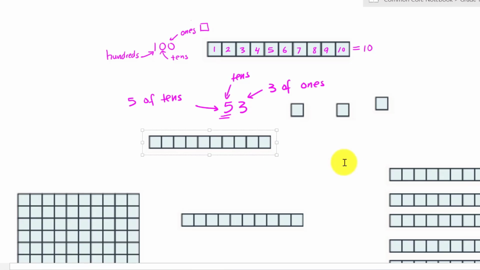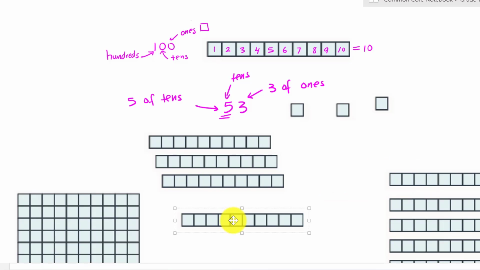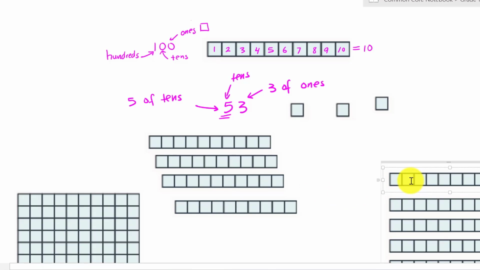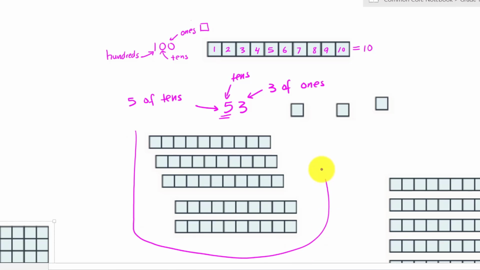So we have 1, we have 2 here, we have 3 here, and we have 4 here, and lastly we have 5. So there you go. This represents 5 tens. 1, 2, 3, 4, 5. And this represents 3 ones. 1, 2, 3. So over here, if we count this, 10, another 10, another 10, another 10, and another 10.